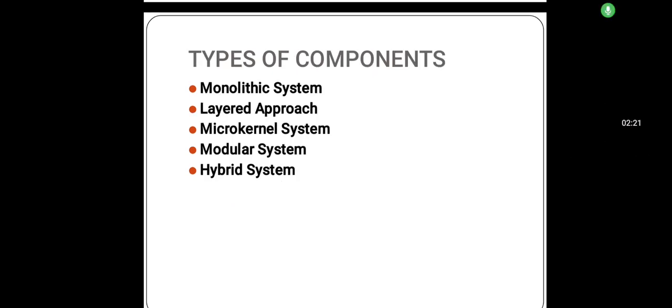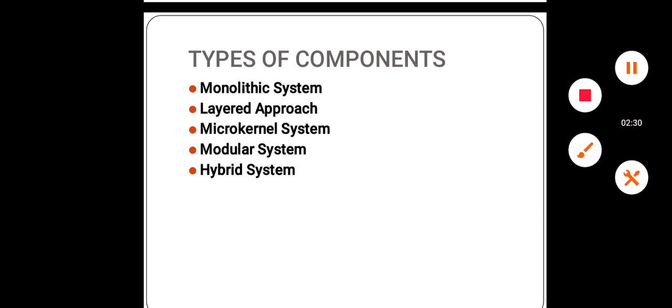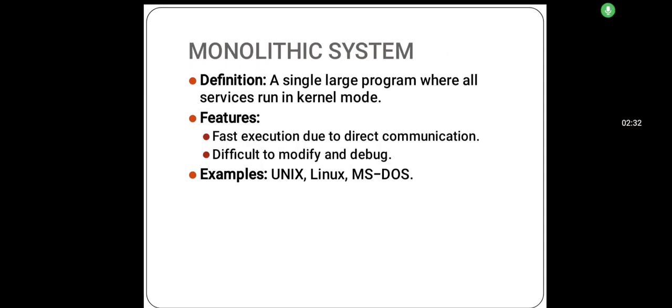There are 5 structures: monolithic system, layered approach, microkernel system, modular system, and hybrid system. First, we discuss the monolithic system. The definition is a single large program where all the OS services run in kernel mode.